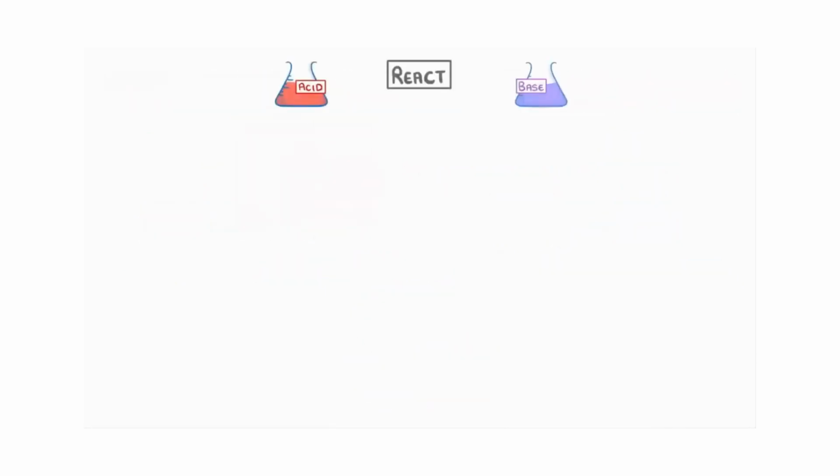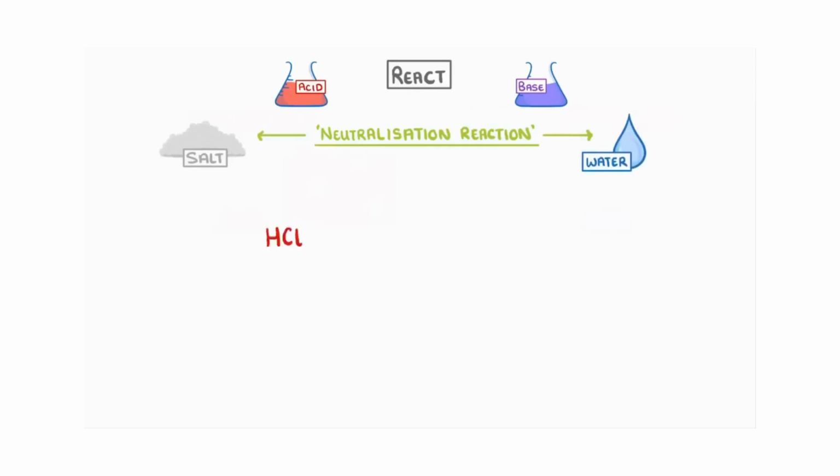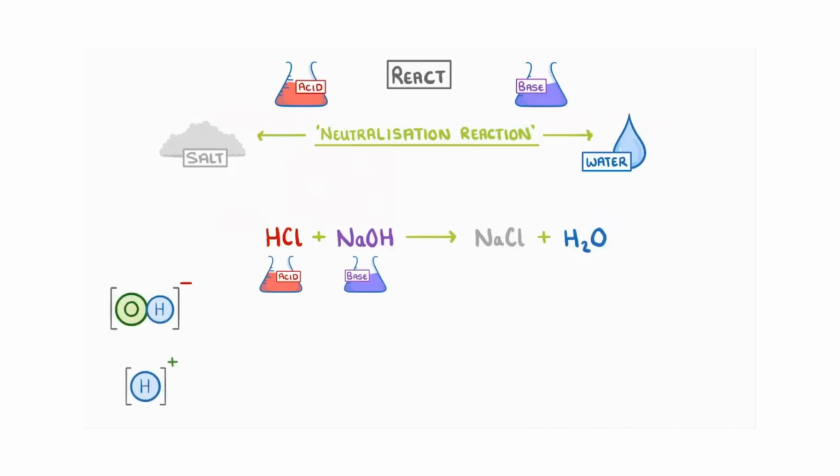If we react an acid and a base together, then we get a neutralization reaction, which will always produce a salt and water. For example, hydrochloric acid plus sodium hydroxide, which are the most common acid and base, will react to form sodium chloride, which is a salt, plus water. Another way to show these neutralization reactions is in terms of hydrogen ions and hydroxide ions, where H+ from the acid and OH- from the base combine to form H2O. And because the acid and base have both been neutralized in these sorts of reactions, the pH of the products should be 7 because they're neutral.